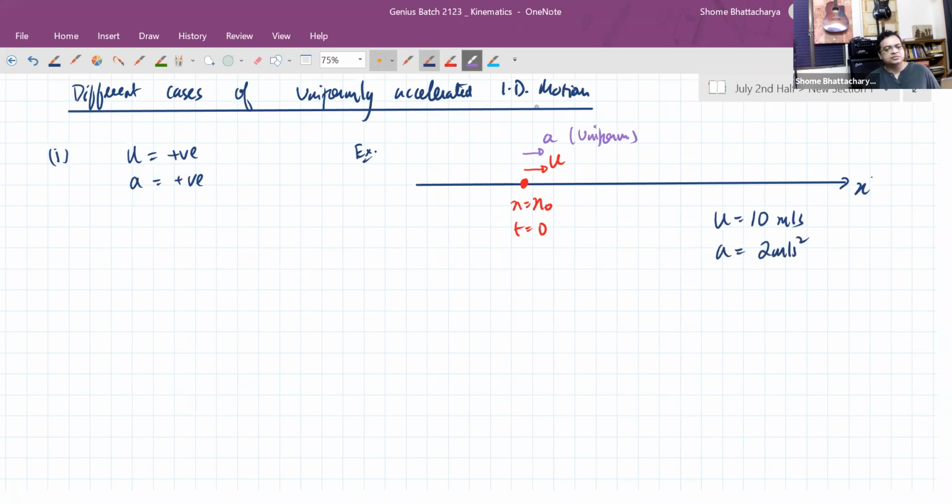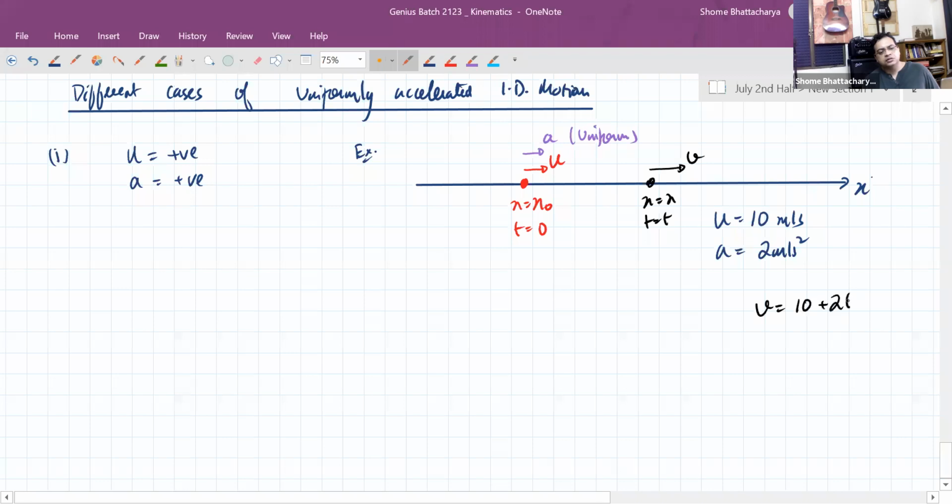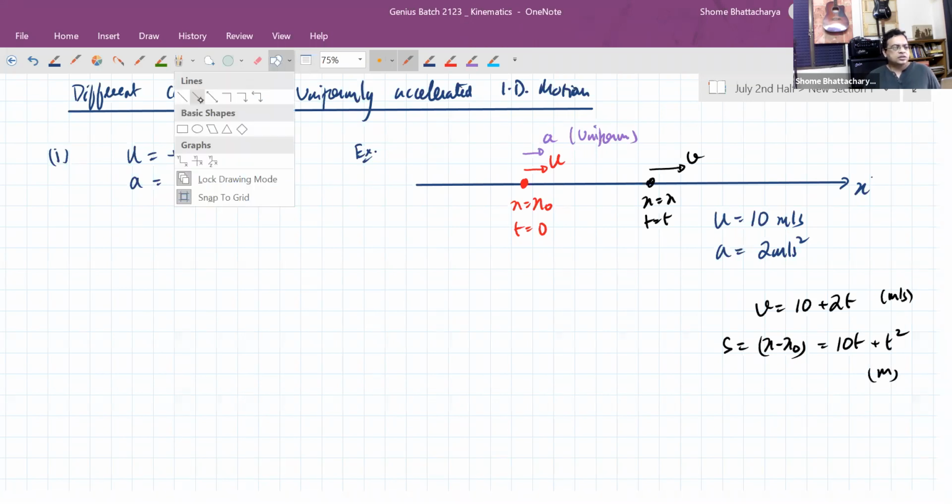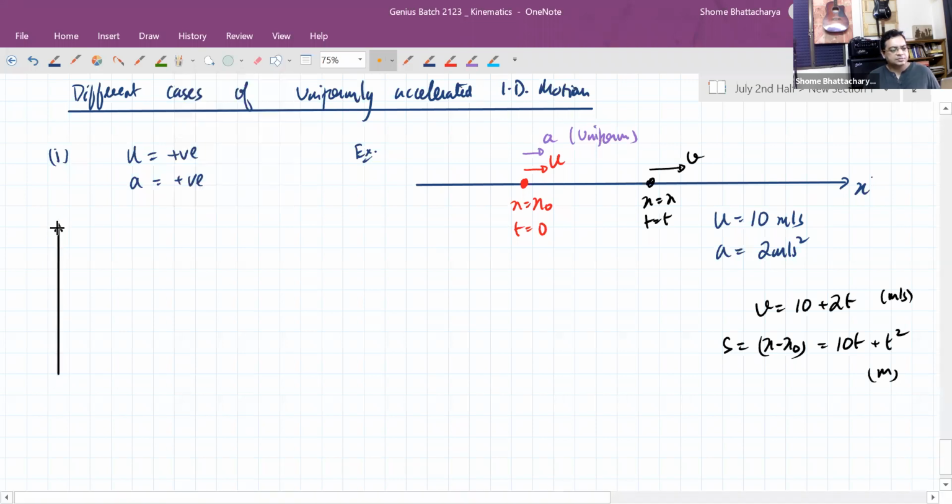So what we'd observe is that after some time t, the particle would be at this kind of position x with a velocity v. So our v would just become 10 plus 2t, and our displacement, which is the change in position, would just become 10t plus t square as a function of time. Here v would be in meters per second and the displacement would be in meters. Just the important thing, how the graphs will look, our velocity versus time graph and the displacement versus time graph.